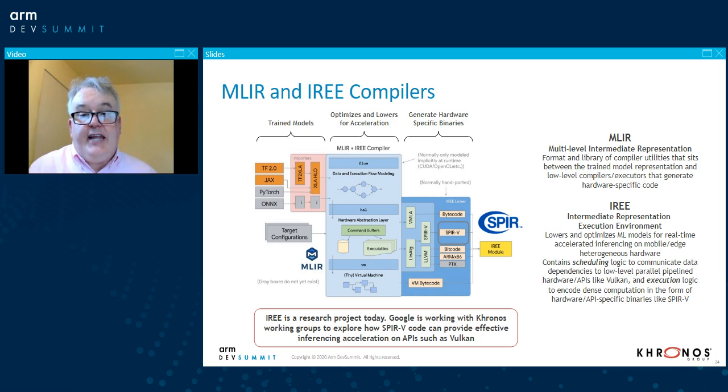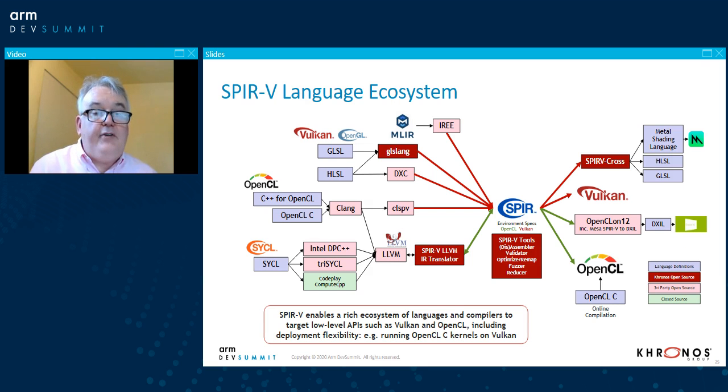IREE is in research today, but it's certainly an interesting project to watch out for, as Vulkan is Google's primary GPU API. Google's current IREE effort is focused on producing SPIR-V for Vulkan, and the Vulkan working group is working with Google to experiment on what simple primitives would be the most effective for the IREE compiler to target. In addition, once MLIR and IREE are capable of generating SPIR-V code, then significant deployment flexibility to other APIs such as OpenCL will become possible through leveraging the growing ecosystem of SPIR-V tooling.